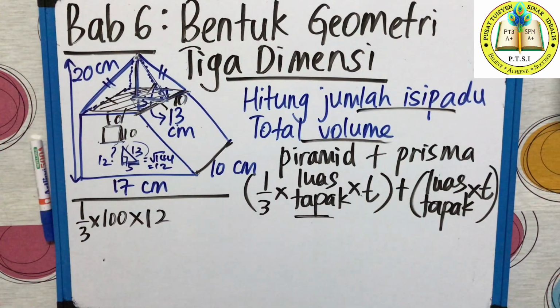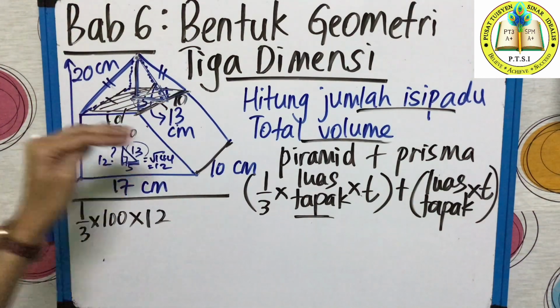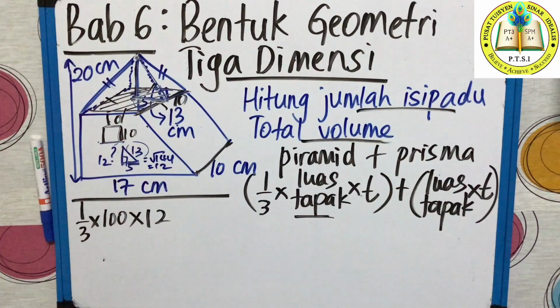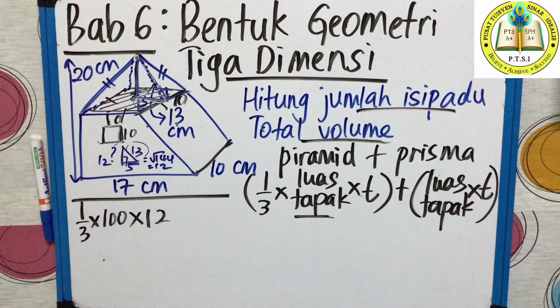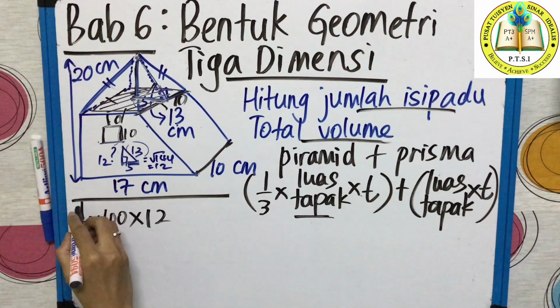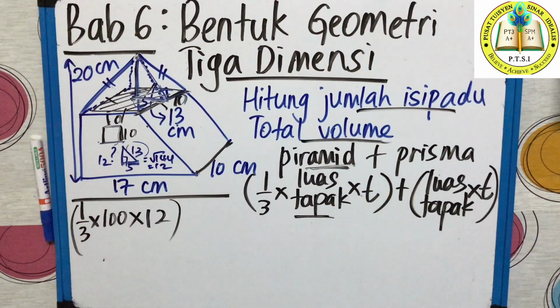The volume formula. So 1/3 luas tapak is a square. So 10 times 10 is 100. Times by tinggi. Tinggi piramid we don't know because I teacher told you the tinggi is in the center. So how will you find the tinggi? Pythagoras Theorem. So ini tinggi. Ini setengah 5 because full is 10. Half is 5. And then the triangle is 13. So you do Pythagoras Theorem, you get 12. So yang ini adalah formula isi padu untuk piramid. So pyramid volume formula done. 1/3 times base area times by height.